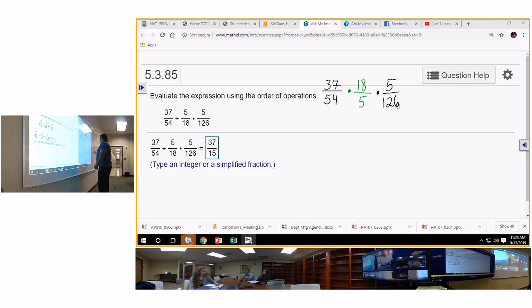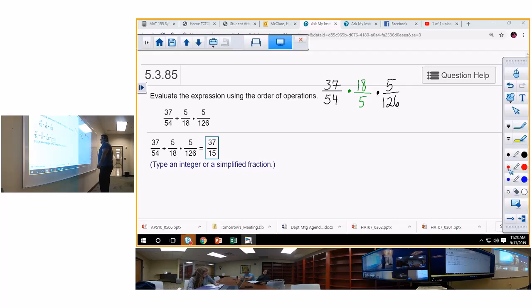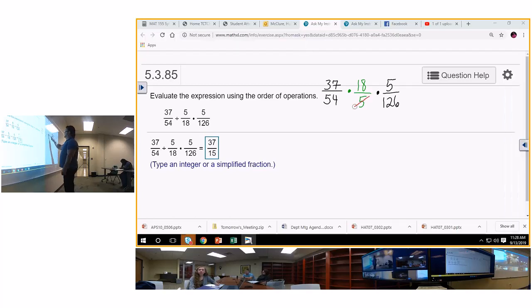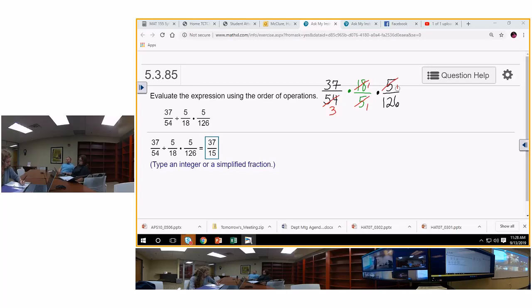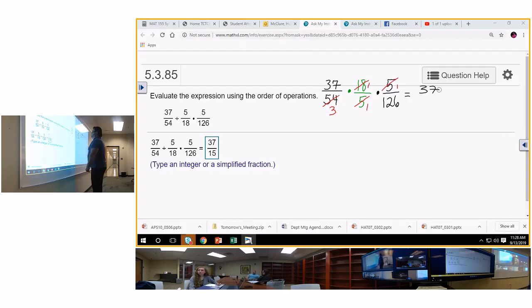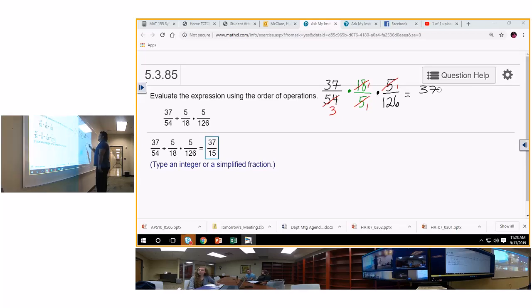Okay? So start. Can we cancel anything? Yes, we can. 18 will go into 54 three times. So what's 37 times 1 times 1? And 3 times 126 on the bottom. Now we're going to do that without a calculator. Who's got a question?